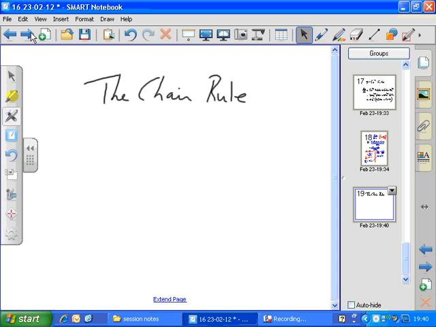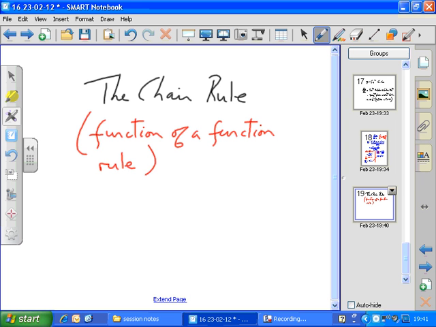So the chain rule then, let's look at an example of one where we would use the chain rule. It's sometimes called, and I think in some ways this is the easiest way to think of it, the function of a function rule. So you will hear this rule sometimes called the function of a function as well as the chain rule. And that second way of thinking about it probably describes a bit more clearly what it actually does.